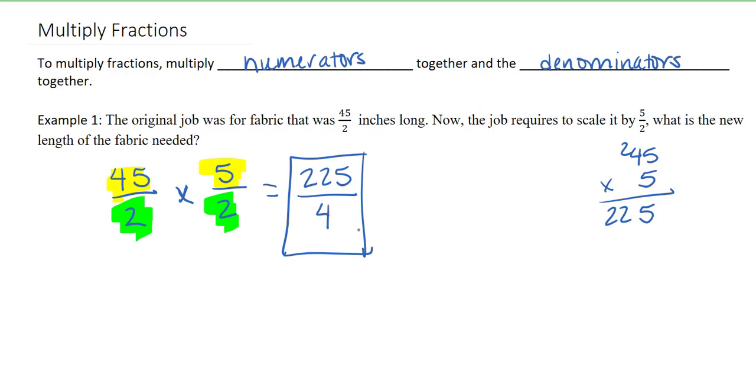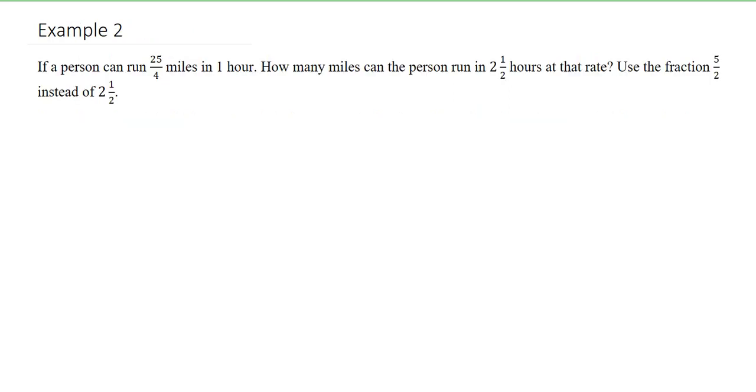Now let's look at another example. Example 2. If a person can run 25 over 4 miles in 1 hour, how many miles can a person run in 2.5 hours at that rate? And we're going to use the fraction 5 over 2 instead of 2.5. So let's go ahead and multiply these two fractions. So we have 25 over 4 times 5 over 2.